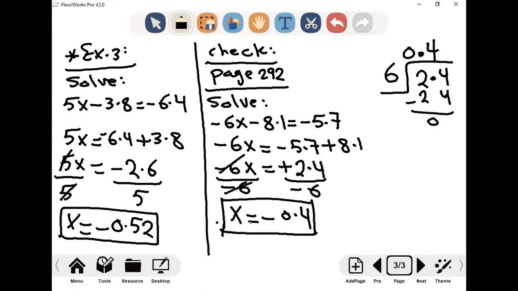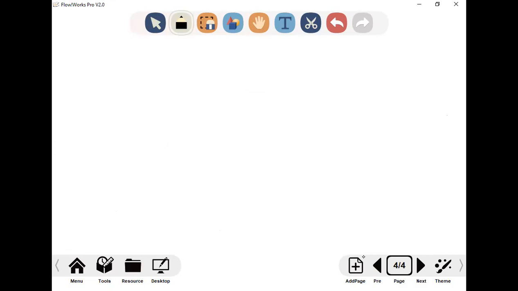Don't write only the final answer, guys. I want the steps. I want the steps. In your homework, I want to see this. It's important. Done with this check. Yeah, let's go to example 4.